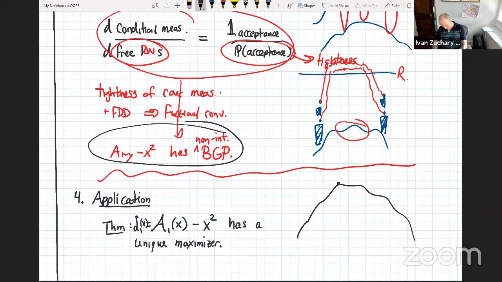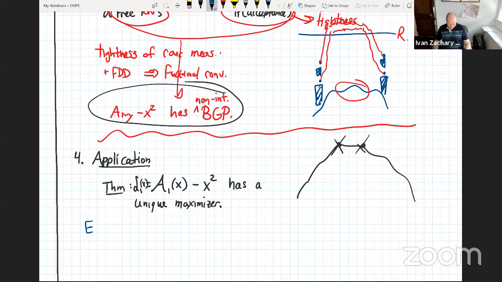So in other words, there exists a unique point. You can't have two points where you get to the same height. So just one point. Now, I'll remind you, the exercise we had before was to show the same for a Brownian bridge.